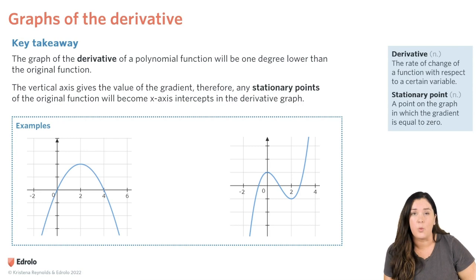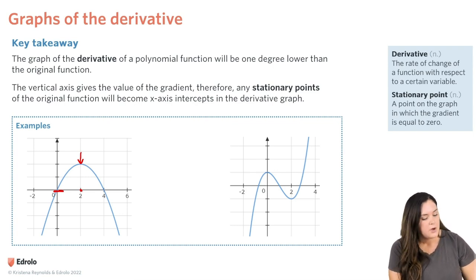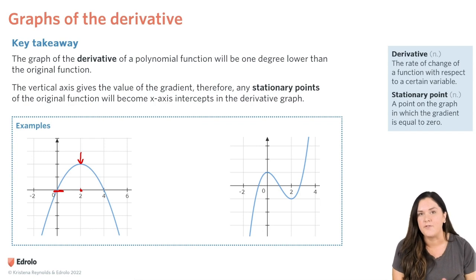So along our normal y-axis, down here, when it crosses the x-axis, that means we have a gradient of 0. So any stationary points, for example, this one here, the gradient there is going to be 0. So when we're sketching the graph of the derivative, it's actually going to become an x-axis intercept. What we need to look out for next is any areas of positive or negative gradient.